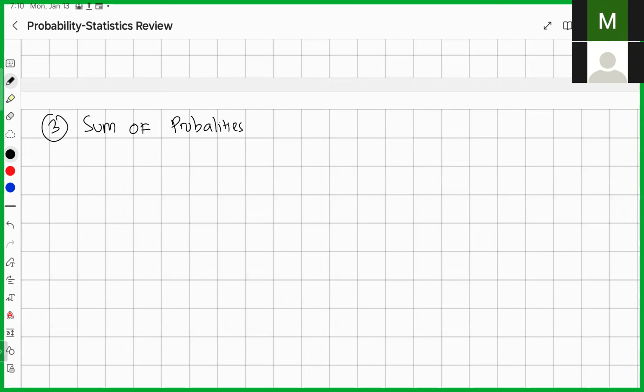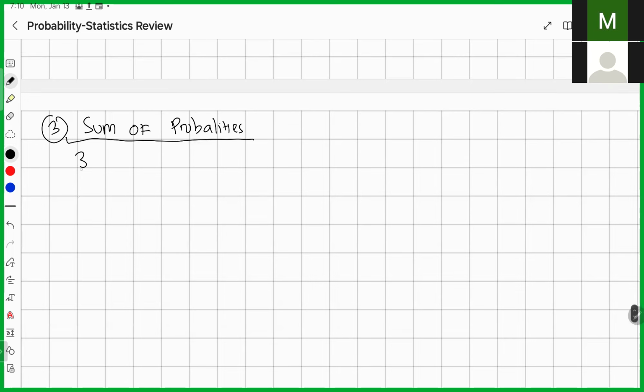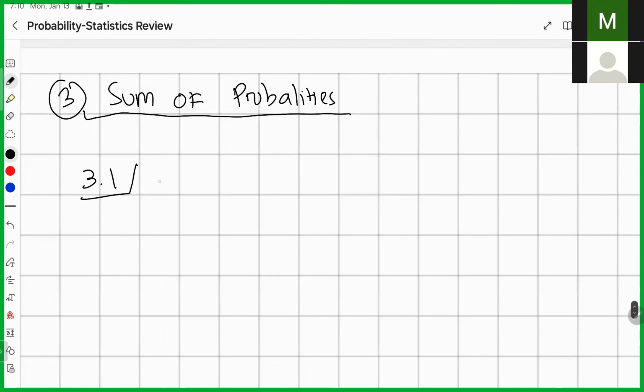Okay, now I'm gonna explain about the sum of probabilities. But first, the sum of probabilities has two types. The first one is joint events, where we could have two events at the same time, or you might say it's overlapping, and also disjoint events. The first thing that I'm going to explain to you is the disjoint event.